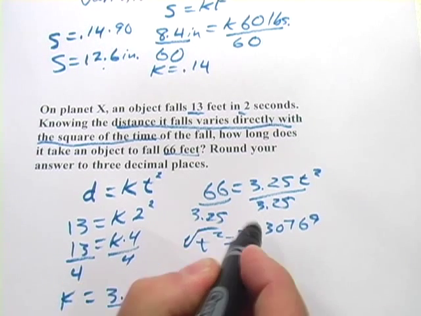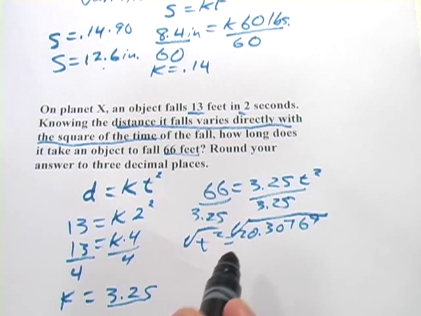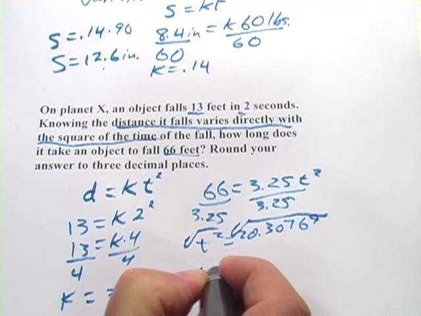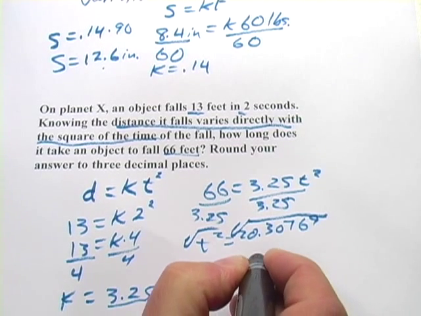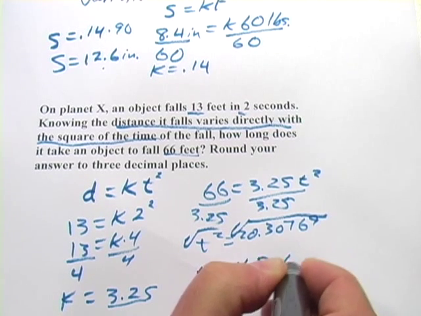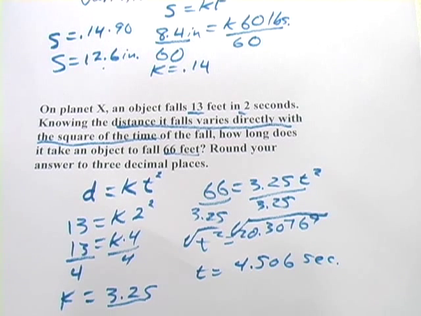And we're going to take now the square root because we have T squared here and we're solving for T. So we'll take the square root of both sides. And we'll ignore the negative answer because negative time doesn't really make sense. And when I do that, I get T equals 4.506, since they want 3 decimal places, and that is seconds. So that's a direct variation squared problem.